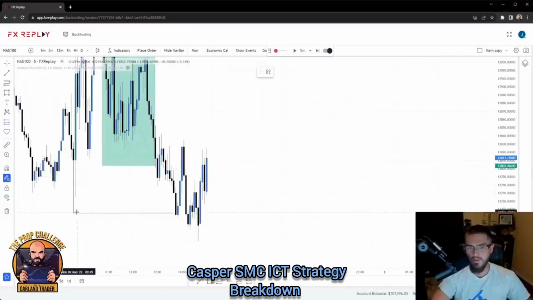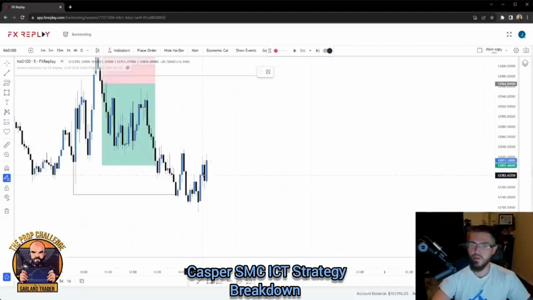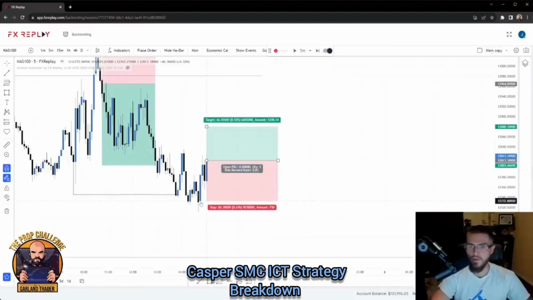So overall, I like this. We took out this area of sell side liquidity. This is a Monday too, where you will see accumulation. So you're going to see a lot of ping pong in between these levels. So what I'm going to do here is I would get into this trade.